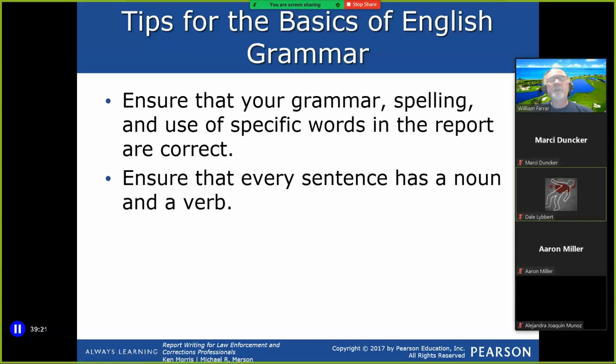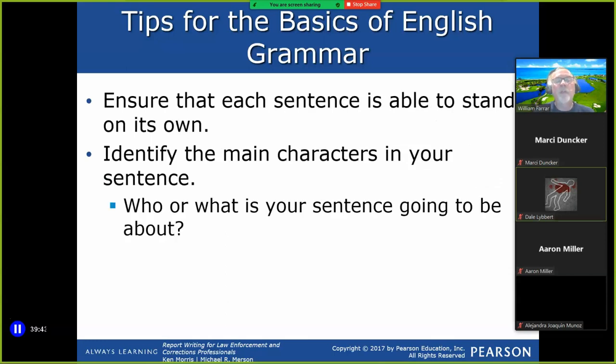Okay, so some tips as we finish up. Again, I told you it was a short lecture. Ensure that your grammar, spelling, and use of these specific words in the report are correct to the best you can, which is why I really want you to start proofreading, okay? Ensure that every sentence has a noun and a verb. So make sure you have a complete sentence, okay? Ensure that each sentence is able to stand on its own. Make sure you identify the main people in your sentence, who or what your sentence is going to be.